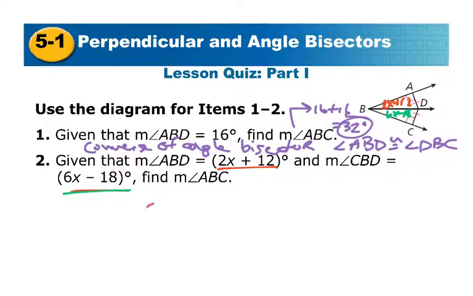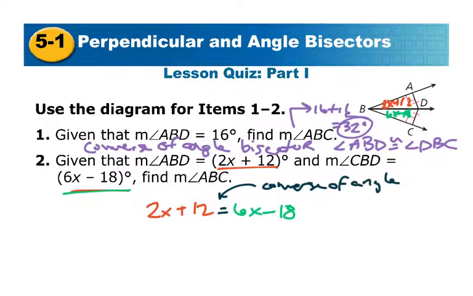So we actually get to take 2x plus 12 and set it equal to 6x minus 18. And the reason that we can do that, again, is by the converse of the angle bisector theorem. If we have these two that are the same length at 90 degrees, that reflexive side, we have HL, and therefore we have two angles that are the same measure.